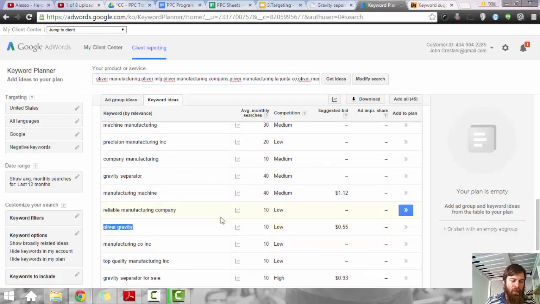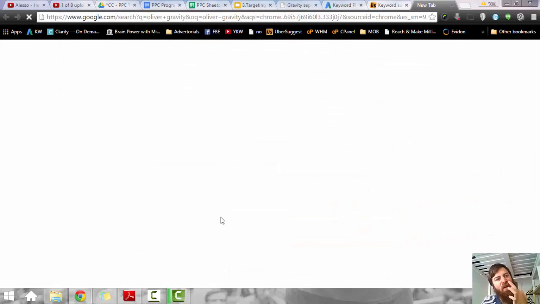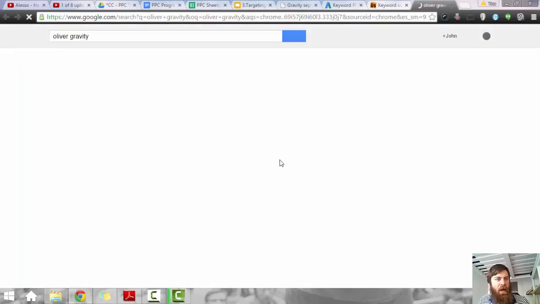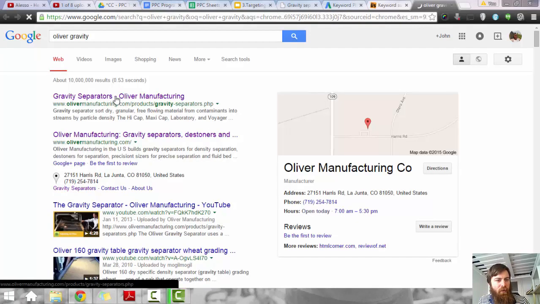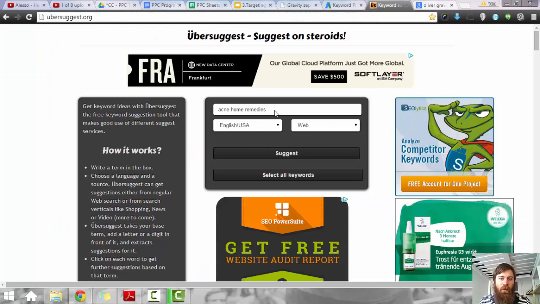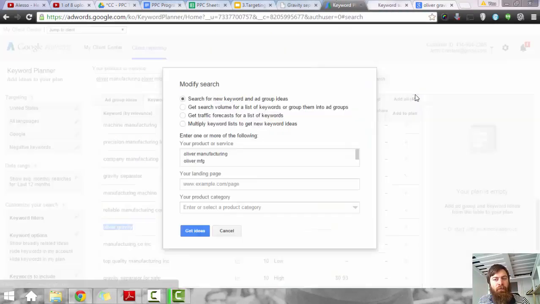Oliver Gravity. That's an interesting one. I know they sell a gravity machine, but we want to see how that is correlated, their gravity separators. So maybe they're well known for their gravity separators. Let's actually type in Oliver Manufacturing in here just to see what Google suggests, because that might tell us what they specialize in.